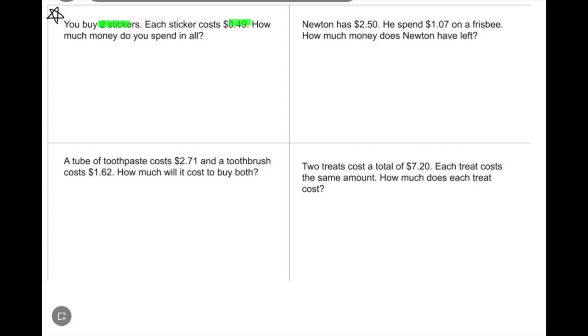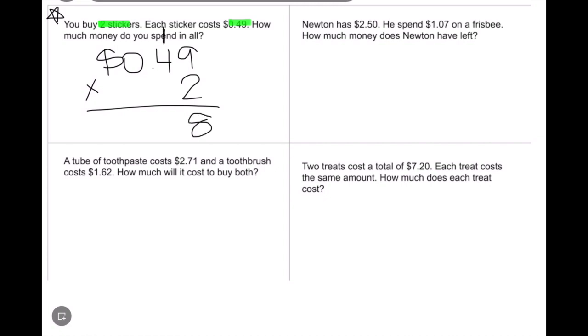So this is going to be a multiplication problem because we have an individual cost, but we bought more than one. So to do multiplication with money, put your money value at the top, so 49 cents, and times it by the number that you're buying, so times 2. 2 times 9 is 18. Carry your 1. 2 times 4 is 8, plus the 1 that we just carried is 9. And then 2 times 0 is 0.